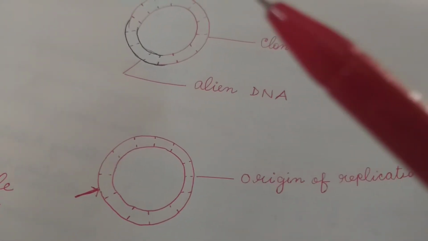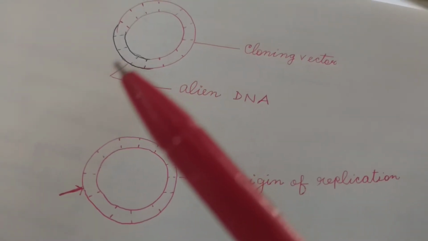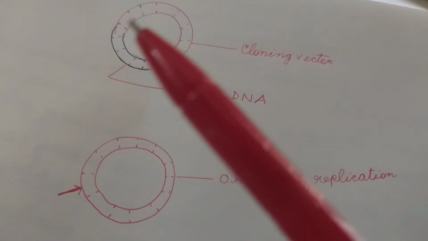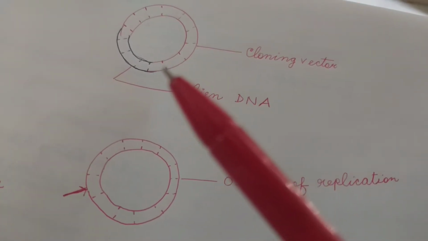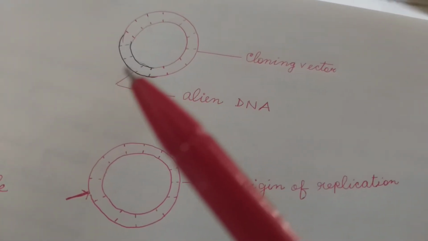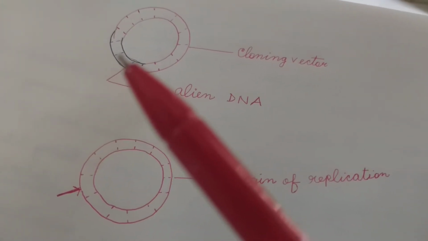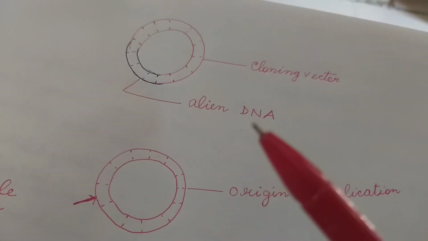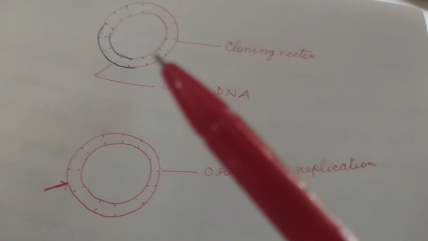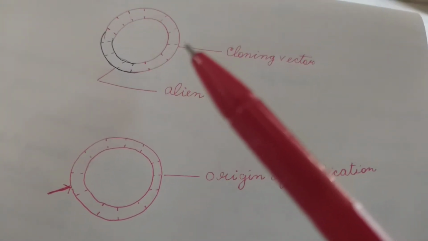So this alien piece of DNA should be linked at origin of replication of this cloning vector. So origin of replication of this cloning vector supports a very high copy number. That's why the target DNA has been linked to this cloning vector.